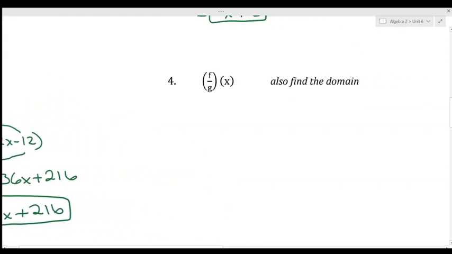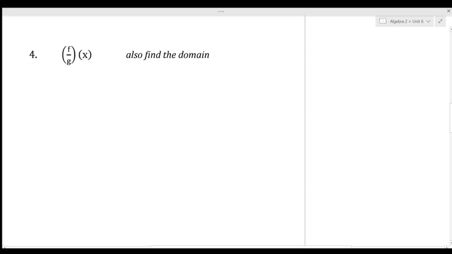Okay, looking at number 4. We have f over g of x. And we also have to find the domain. I'm going to do the domain in red. We're going to start with just figuring out our function in green. So this gives us f of x over g of x. We rewrite it, which is equal to 3x minus 18 over 2x minus 12.